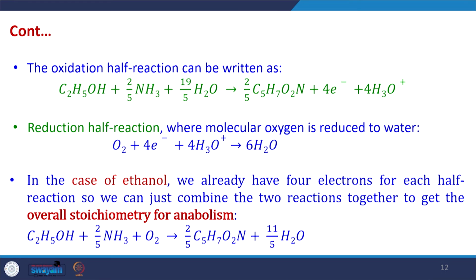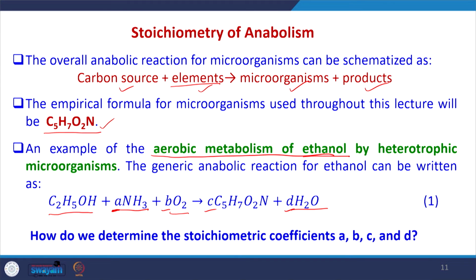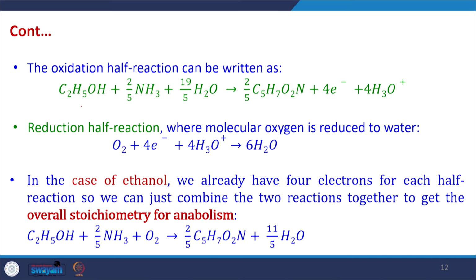Now, the oxidation half reaction for this aerobic metabolism by heterotrophic microorganisms with respect to ethanol can be written here. So, we are trying to find the oxidation half reaction, then the reduction half reaction. In the oxidation half reaction the electrons are getting released, whereas in the reduction half reaction electrons are getting utilized. So, first we write with respect to ethanol, ammonia and water how much electron gets released and how much microorganism gets formed.